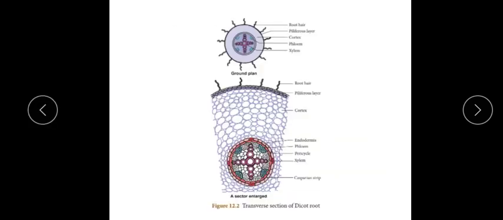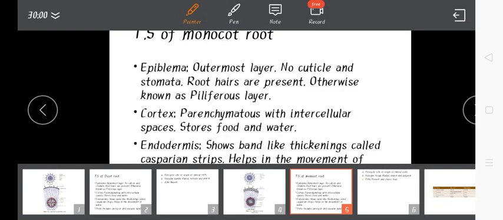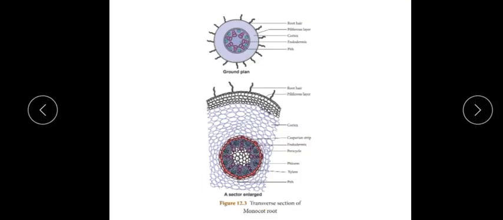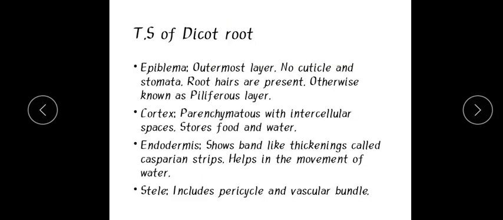Okay, the next layer is going to be called the stele. You have to pronounce it as stele. This comprises of three layers: one is pericycle, and the xylem and the phloem. Okay, pericycle, xylem and the phloem. This pericycle and the vascular bundle, which is going to be xylem and phloem. These two together comprise the stele.